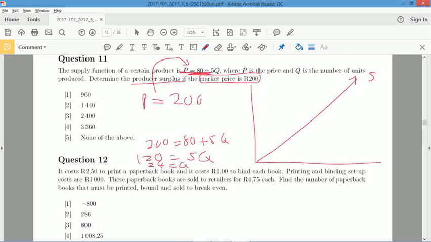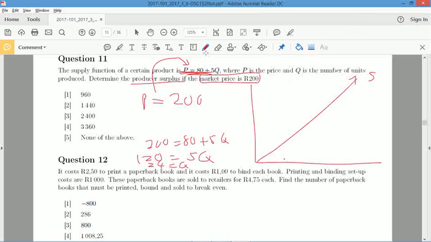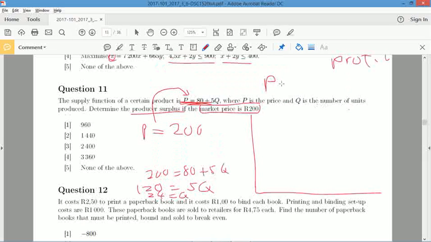This is the supply function. Okay, so obviously, the graph I need to draw needs to start somewhere else, not down here at the bottom. Sorry, I drew it at the point of origin. That's not quite correct, because you're looking at this equation: price equals 80 plus 5Q. So 80 is that point, going up. That's the supply function.